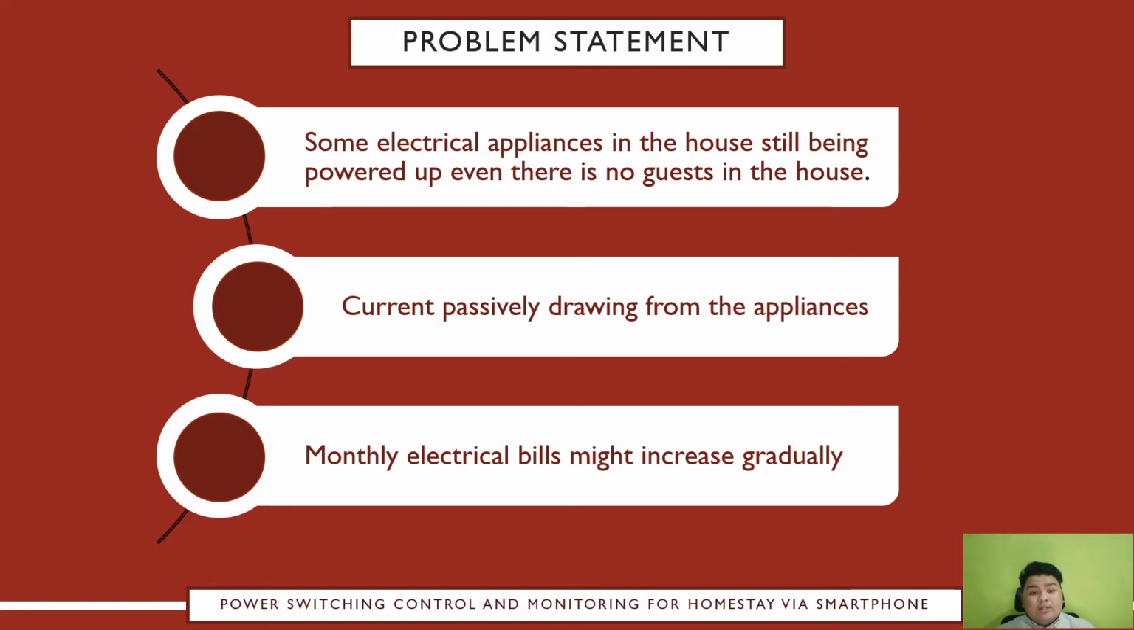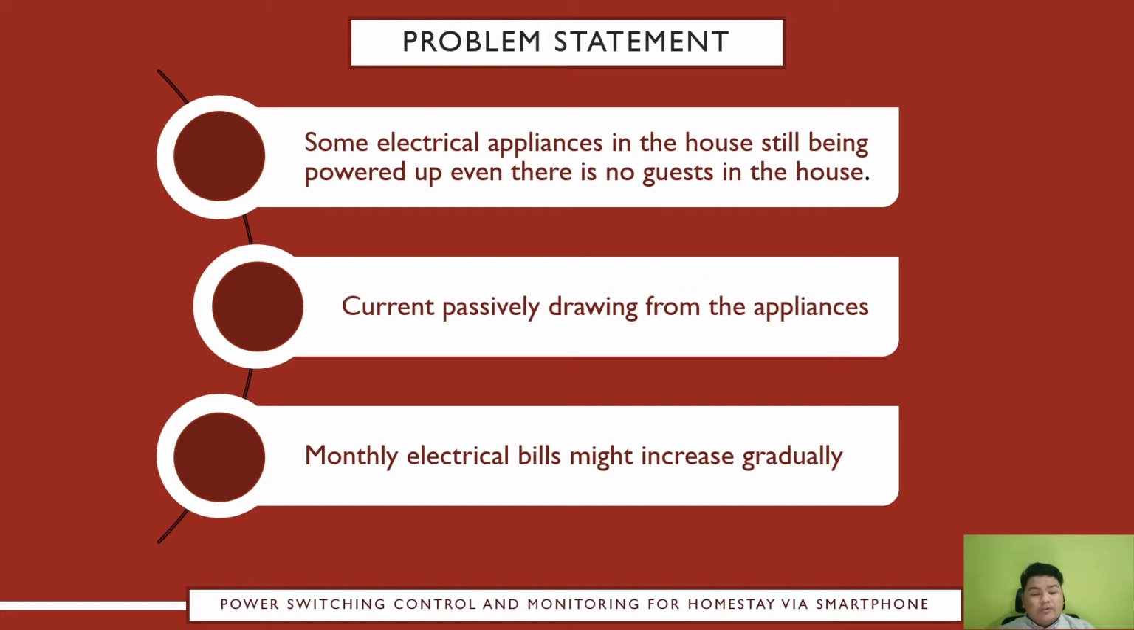So there are some electrical appliances like refrigerators and televisions, or other small electrical appliances, that are still drawing current either actively or passively from the main source, and this phenomenon will lead to higher electrical bills. The appliances are still drawing current although there are no guests in the house, so that might contribute to a higher power usage every month.